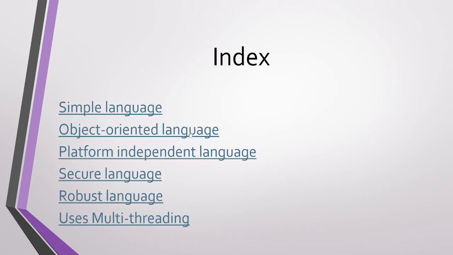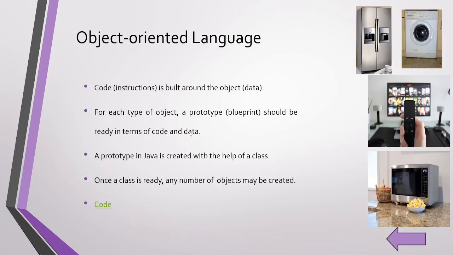Coming on to object-oriented approach, we see many objects around us. For example, a refrigerator, washing machine, TV, or microwave, etc. They come up with some program. Object-oriented approach means we find an object, we think about an object and we build the code around it.